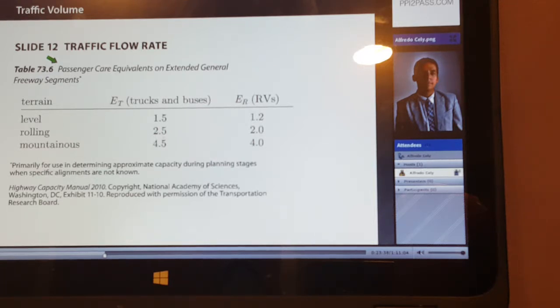This is a very, very cute mistake. Even though we care about passengers, this is not a passenger care equivalent. It's a passenger car equivalent. What a cute mistake.